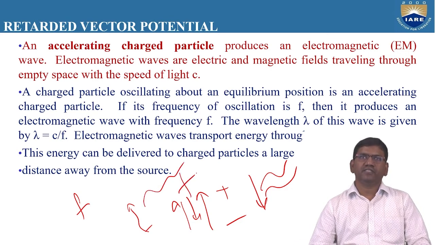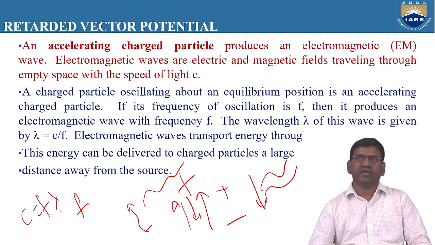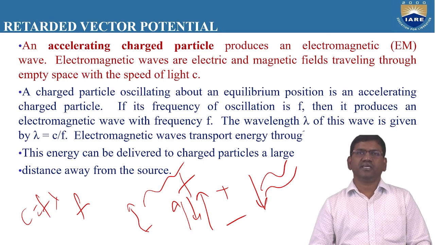The wavelength lambda of this wave is given by c is equal to f lambda. That means we can calculate the wavelength by the equation c is equal to f lambda. So the electromagnetic wave produced by an antenna, its lambda value can be found by the equation c is equal to f lambda.